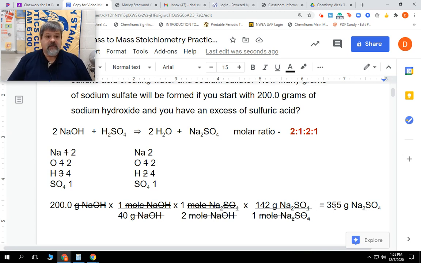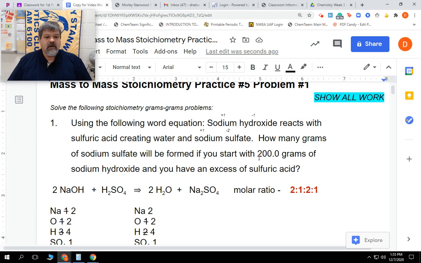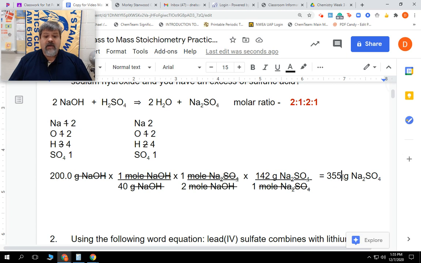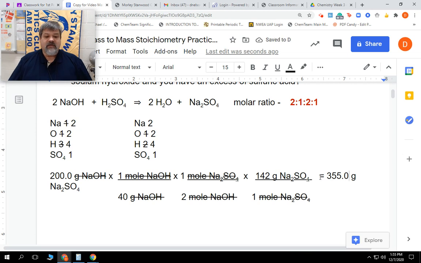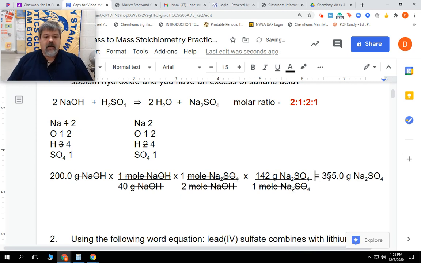Now we have to look at this. Is that our final answer? Well, our final answer needs to be in the right number of significant figures. We go back to the original problem, and here's our number, and those are one number with zeros. So we have to ask, are the zeros significant? Our rule states, if we look at our packet, that trailing zeros are only significant if there's a decimal in the number. There is a decimal in the number, so that means we have to have 4 significant figures. I only have 3. So I have to put a 0, and if I put a decimal and a 0, then we have our complete answer: 355.0 grams of sodium sulfate.